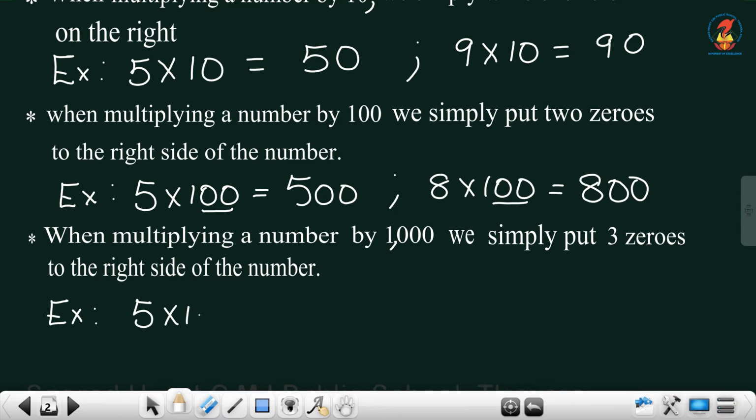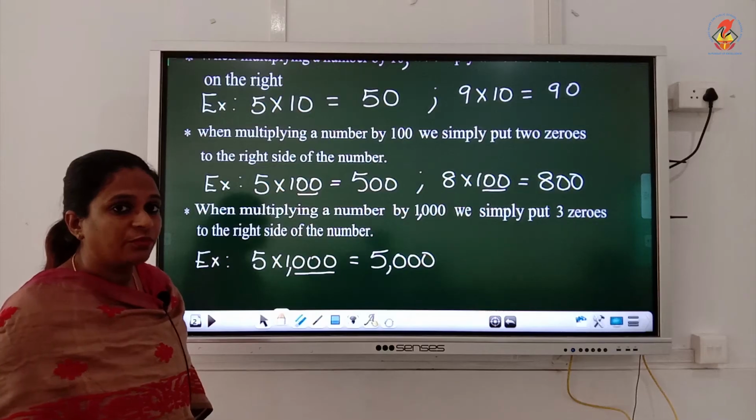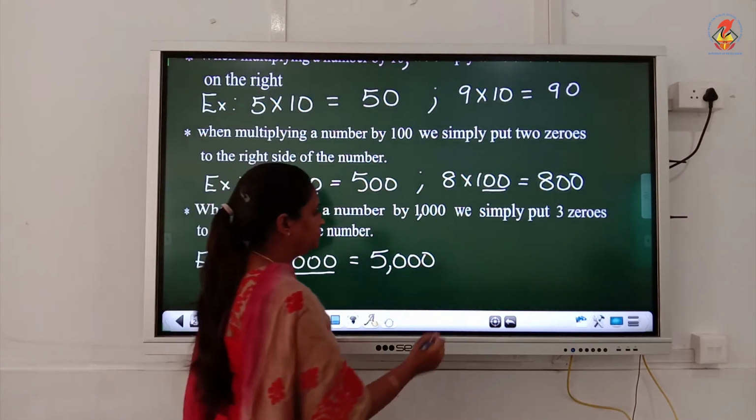5 into 1000. 5 into 1 is 5. How many zeros are there? 3 zeros. You will put them to the right side of the number. 5000. Whenever you have a 4-digit number, you have to separate with a comma.